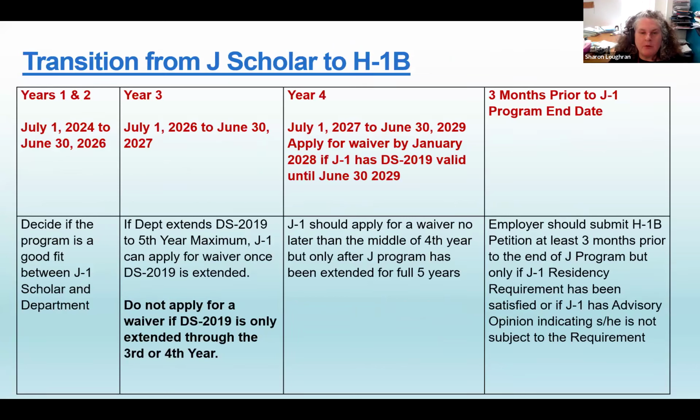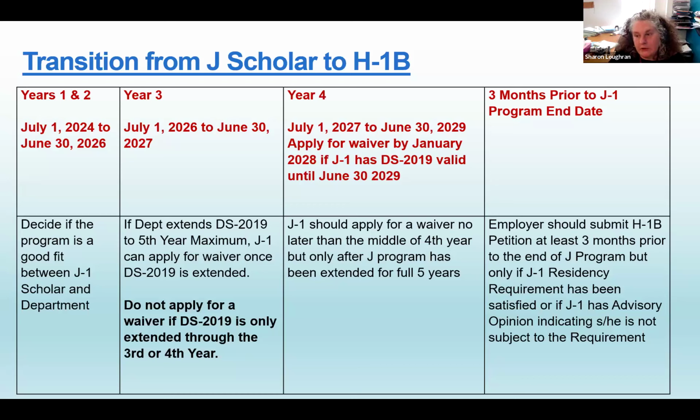So this I wanted to include because we have a lot of J scholars that go to H1. And this sort of outlines this transition. So the first year 1 and 2 is a good time for your department to see if this person is a good fit. If they are, then year 3, we would love for the department to extend them all the way to the end of the 5th year that they're allowed in J status.